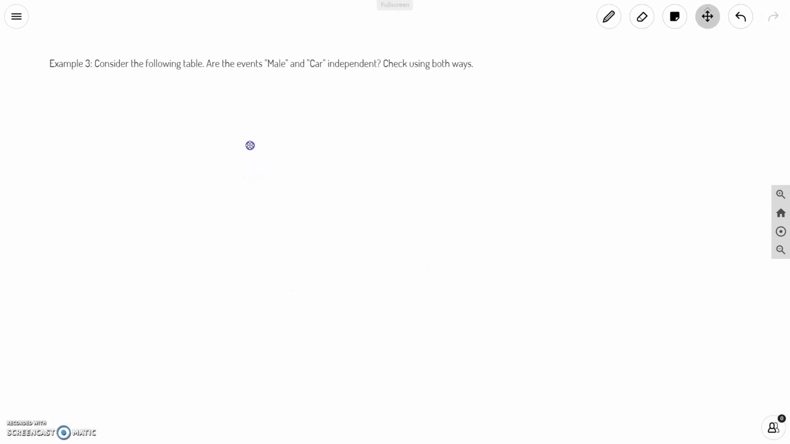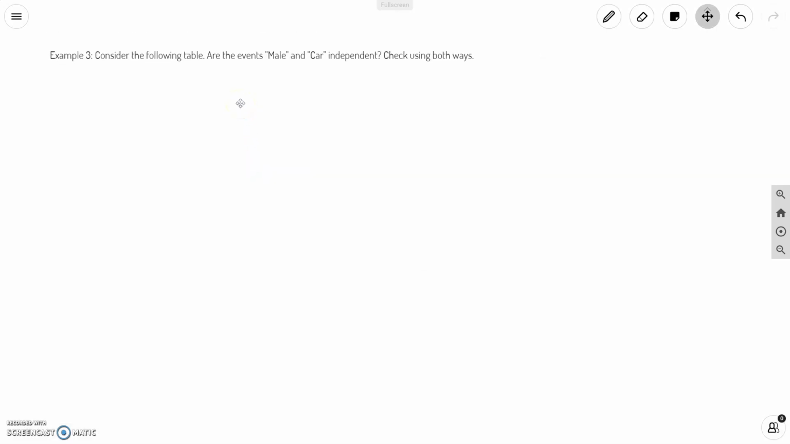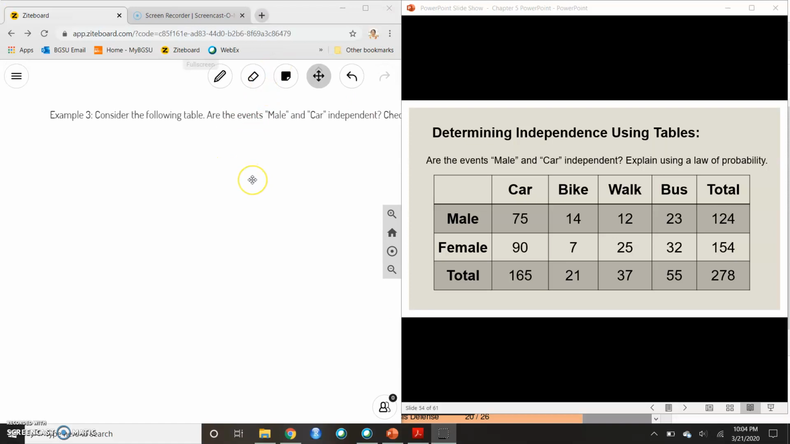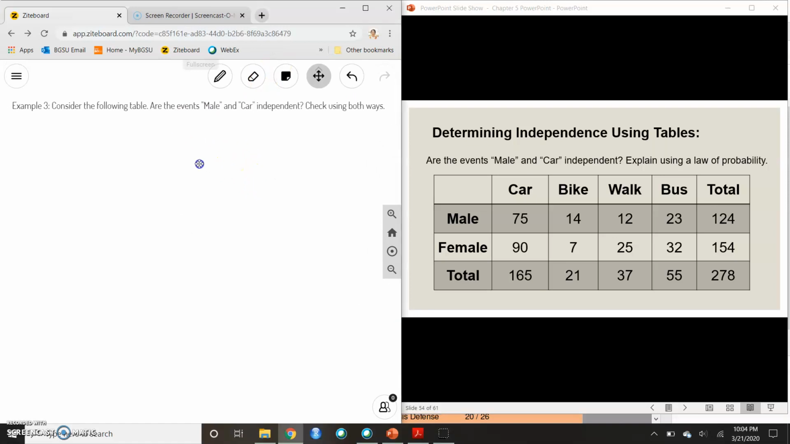In this final example right here, we're going to be using a table to determine if 2 events are independent of each other. Okay, so here we have our example. We want to know if the events male and car are independent of each other. And this is the table that we're using, which is the same table that we've used for the last few examples. So here it says to explain using a law of probability.